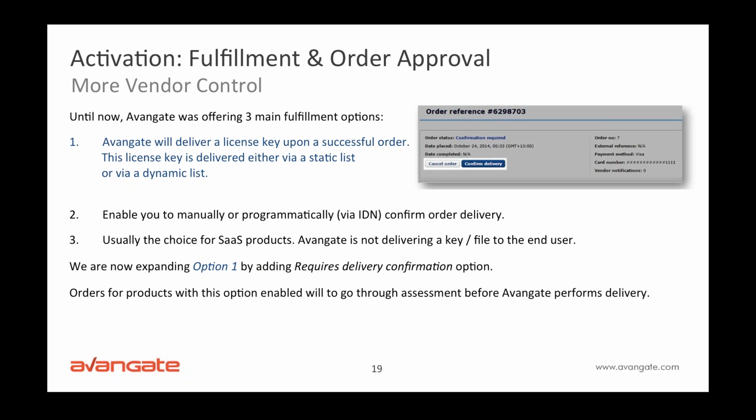So when it comes to this, the first option, when Avangate delivers license keys or activation code on your behalf, we've enhanced that with a new option, and it will allow you now to actually block the delivery, the fulfillment process, put a stop to it until you review the order and you give it the green light.